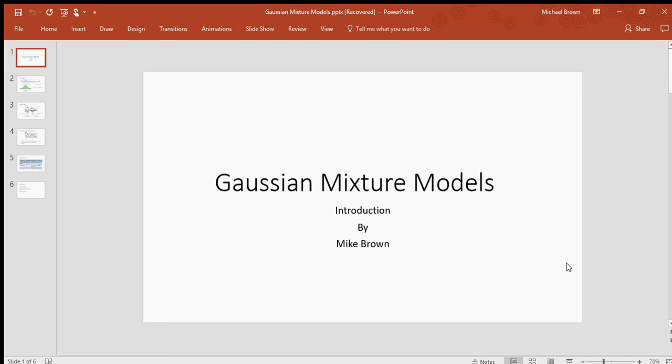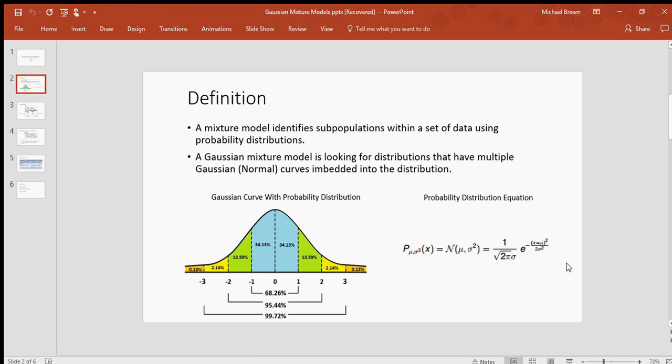I'll be introducing the Gaussian mixture models. A mixture model is a classification technique similar to KNN that is identifying subpopulations within a data set using probability distributions, as opposed to a distance function like KNN.